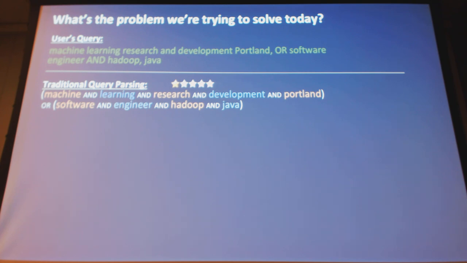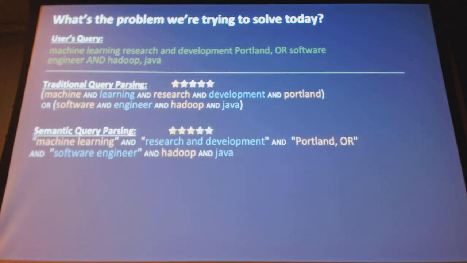You might get decent results at the top because the relevancy ranking saves your hide, but this is not at all what the user intended when they expressed that query. So how can we make this better? When you or I look at this query, we parse it mentally, and we know what the individual words and phrases are, but the search engine can't do that natively because it doesn't have that context. It hasn't learned all these phrases and doesn't know what they mean. But if we could parse it to be something like this, machine learning and research and development and Portland, Oregon, and software engineer and Hadoop and Java, then I think we're well on our way to really understanding what the user intended and being able to model that back to the search engine.